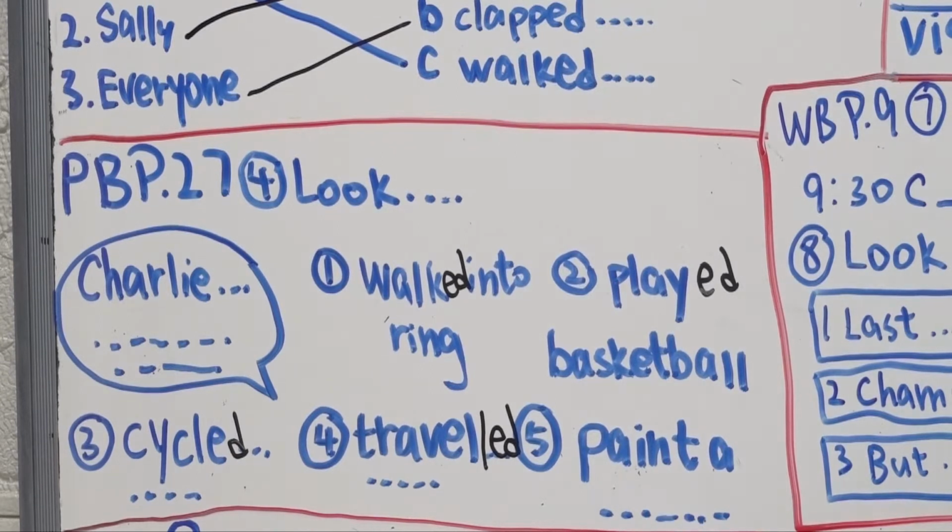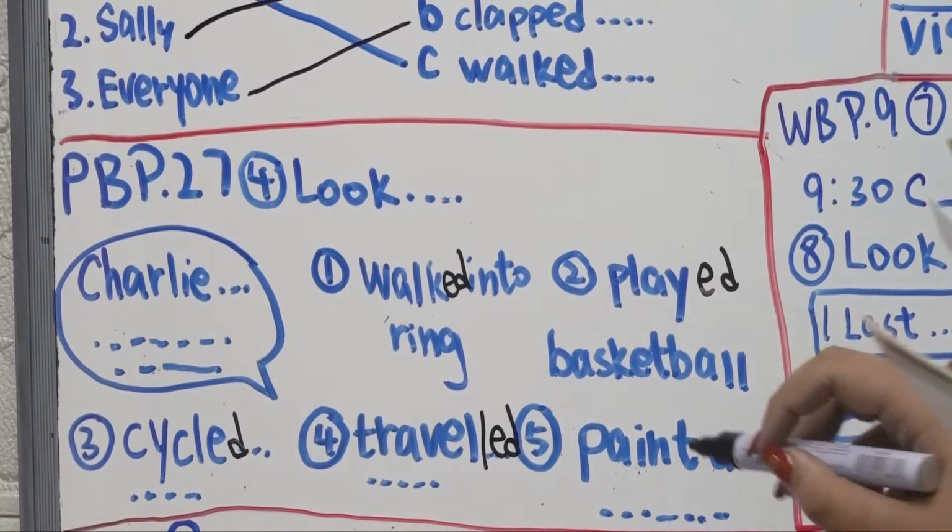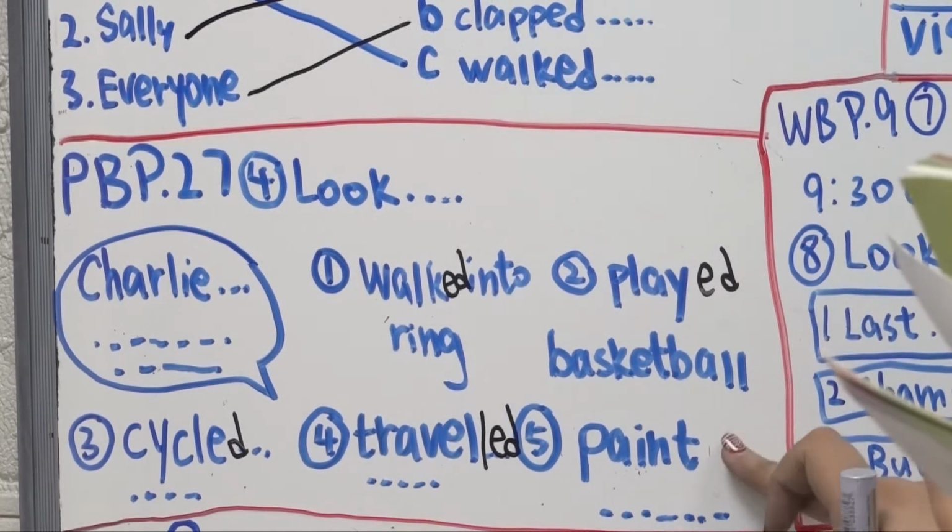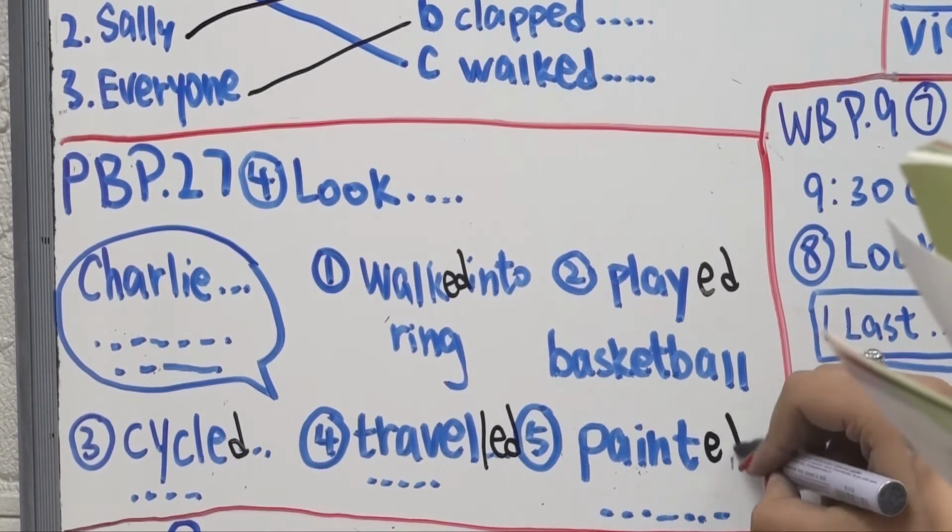Alright, next one. Number 5. So what did Tom do with Bob? Tom painted a picture with Bob. Painted.